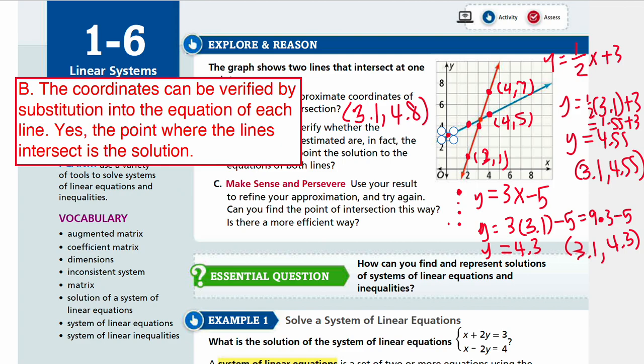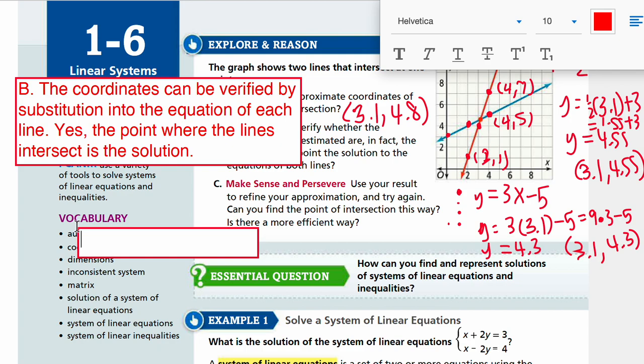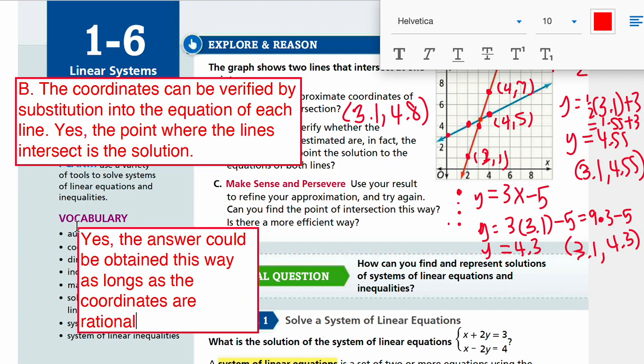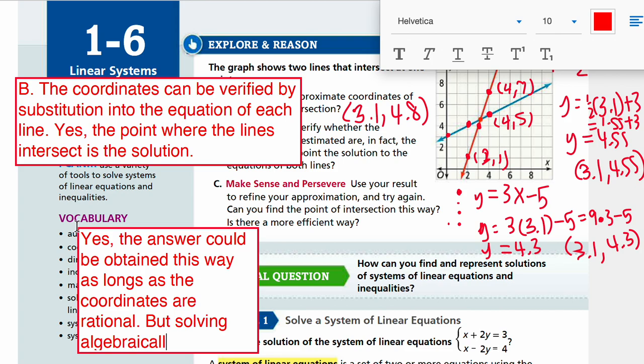So for part C, we can say that yes, we can use our result to refine our approximation. The answer could be obtained this way as long as the coordinates are rational. But solving algebraically may be more efficient.